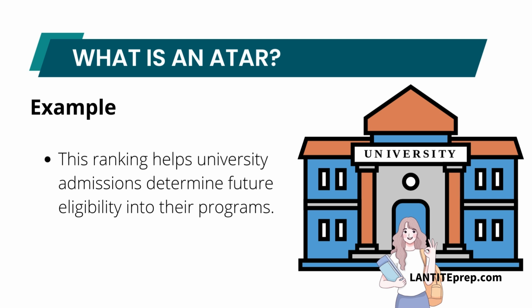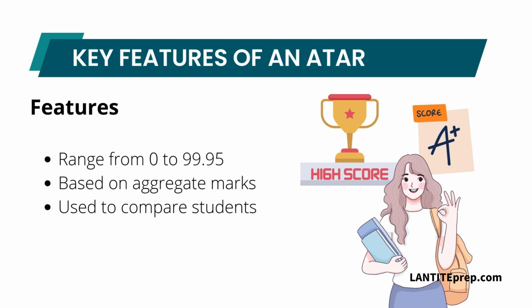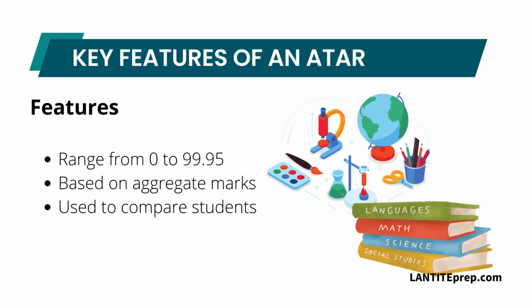Next, moving on to key features of an ATAR. Keep in mind that an ATAR score ranges from 0 to 99.95, with the highest score achievable being just under 100. This rank is calculated based on the aggregate scores of a student's best subjects, and it's designed to compare students on a national level for university admissions.